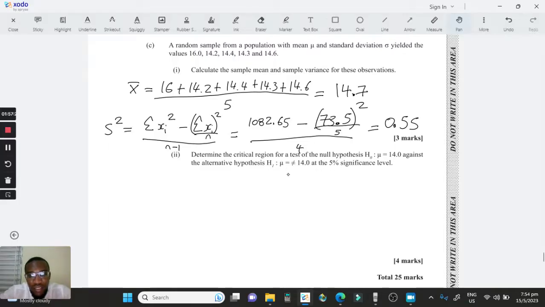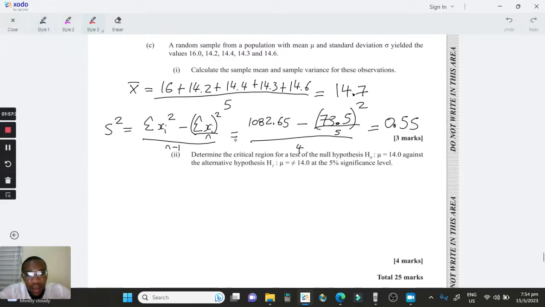at 5% significance level. So that's the critical region they want. At 5% significance level. So in that case now, guys, so many times they ask 5% significance level. In that case, our z value, or z alpha over 2, is 1.96. We did 5% significance level earlier on in the question. That's how I know it's 1.96.